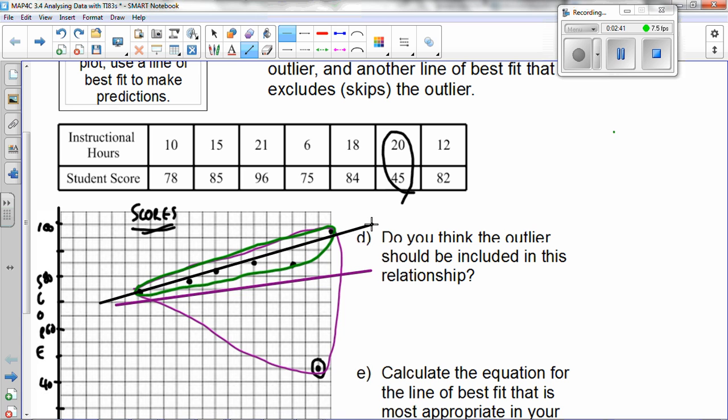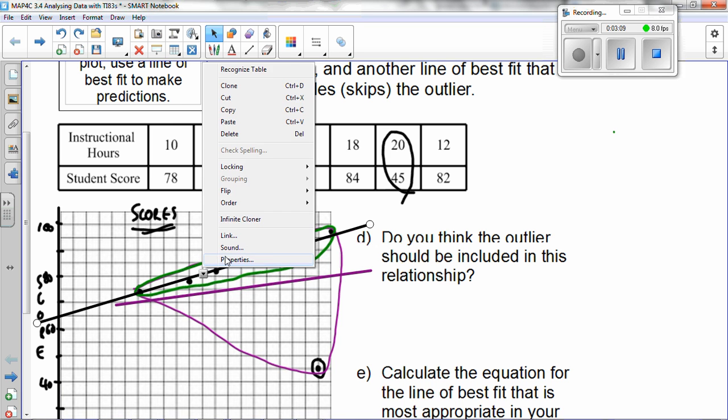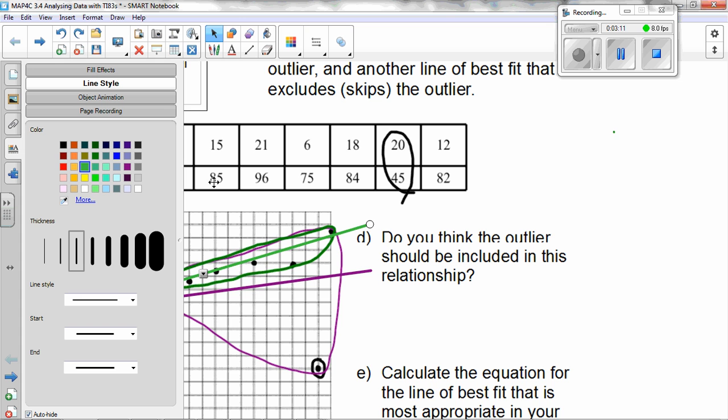Change the color again so I can draw another line for excluding the outlier. That's a little bit easier line of best fit to draw, isn't it? And I'm going to actually extend that one for a reason we'll see later. That looks pretty good. We got 2 below, 1 above, and it goes through 2. That looks pretty good. Fine. I'm going to change that color to green.